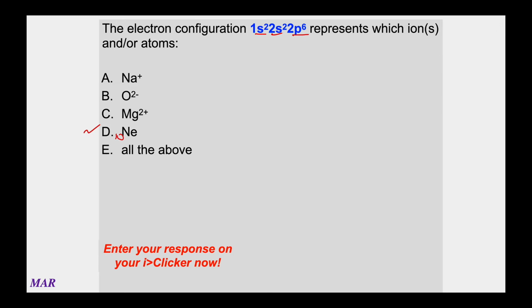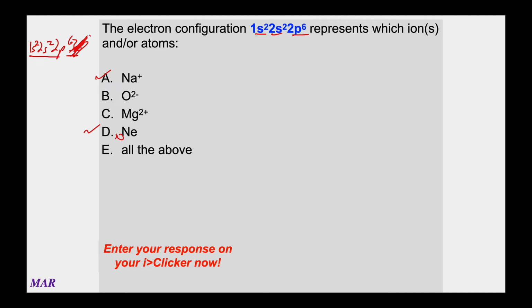But let's look at the other ones. Neutral sodium has 11 electrons, and neutral sodium would be 1s2, 2s2, 2p6, 3s1. But sodium plus 1 means we're taking away an electron, and you take it away from highest n, or highest n plus l. 3s is higher than 2s and 1s and the rest of sodium's. So for sodium plus, we're going to take away that 3s1. And guess what? Sodium plus 1 is also 1s2, 2s2, 2p6. So now you can see that at least A and D are correct.